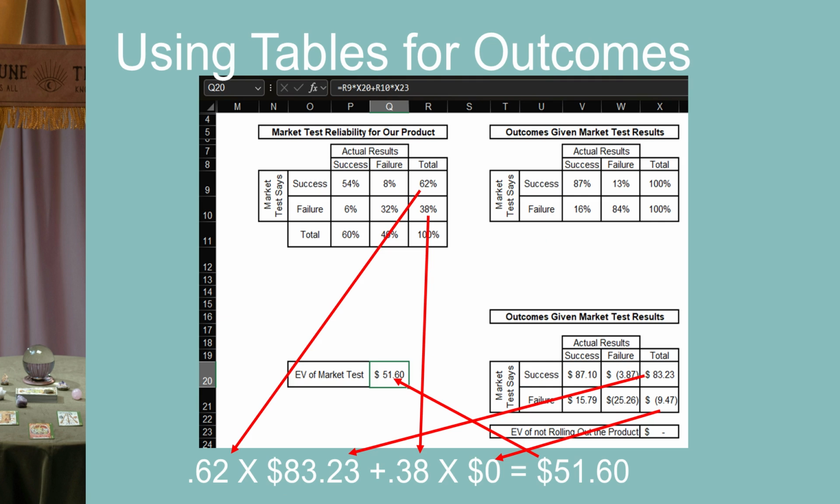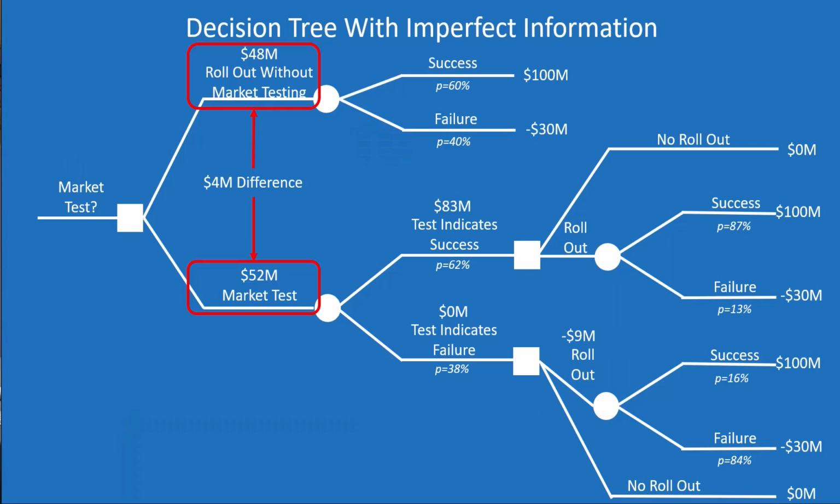The expected value of the market test is the weighted average of the expected values of the test indications. This is calculated as 62% times 83 million plus 38% times 0, which equals 52 million. This can be calculated with the decision tree or these tables. The formula for the expected value of the market test is in the formula bar at the top of the image. We are now ready to answer our initial question.